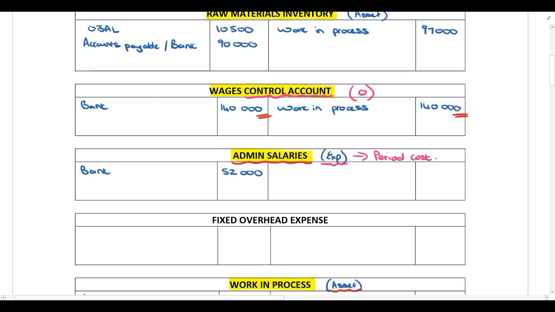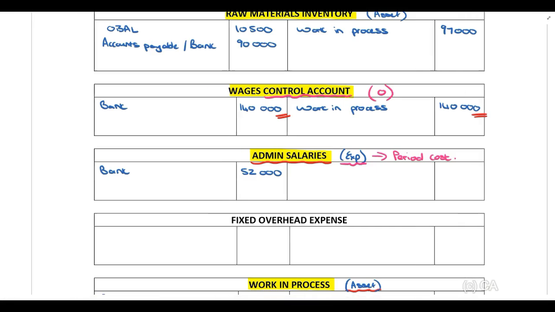With admin salaries, we are sitting with an expense of 52,000, but with my direct labor cost, I don't have an expense. I've cancelled this account out. It now balances to zero, and I've included that cost in the cost of my inventory. I've taken it to work in process. So let's just prepare that journal entry.